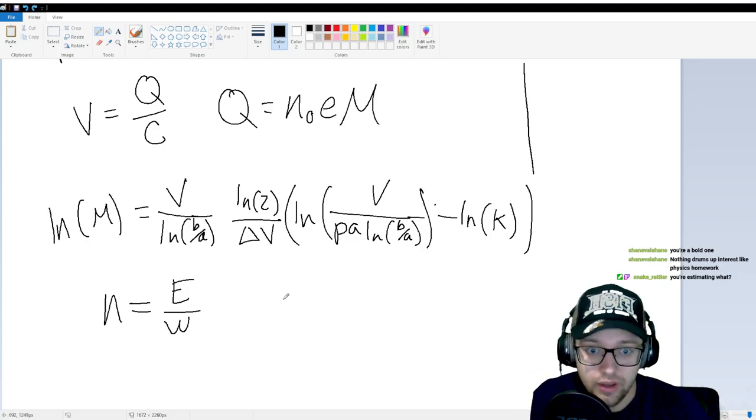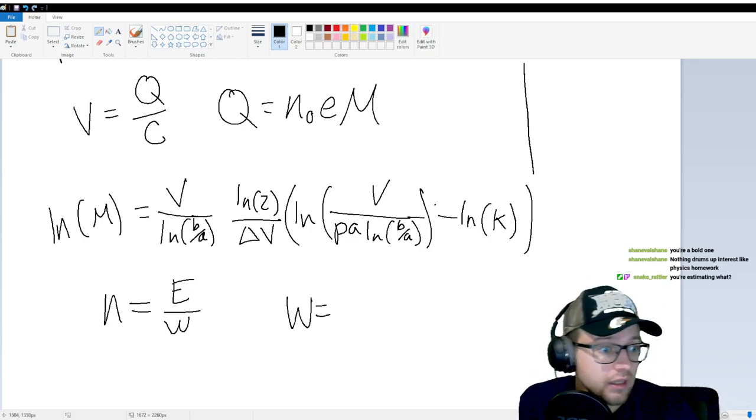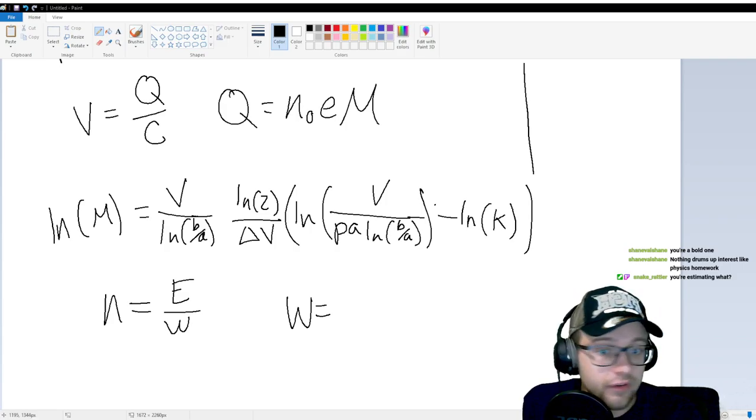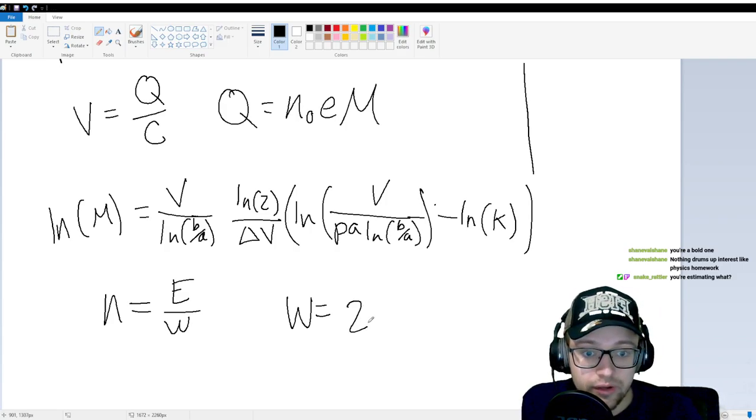There we go. Okay, so W for P10. What is W for P10? It's like 26, I want to say. It's in the notes, so we're going to look for that now. Where are the values of W? That's the real question. There it is. Yes, for P10 it is 26, so that's going to be 26 eV per ion pair.